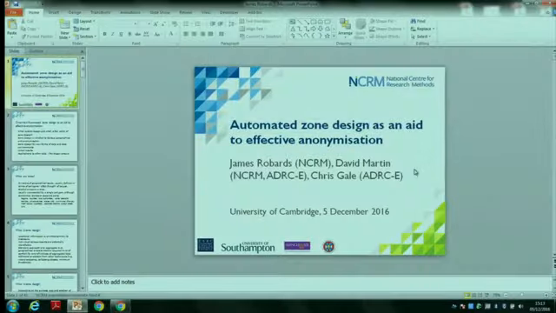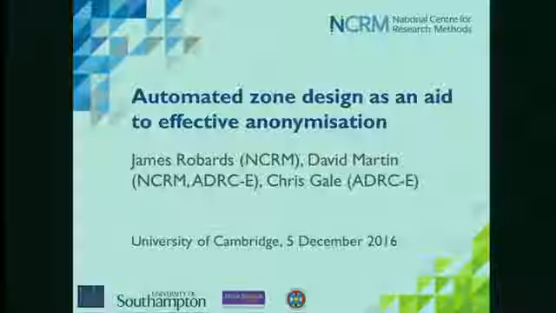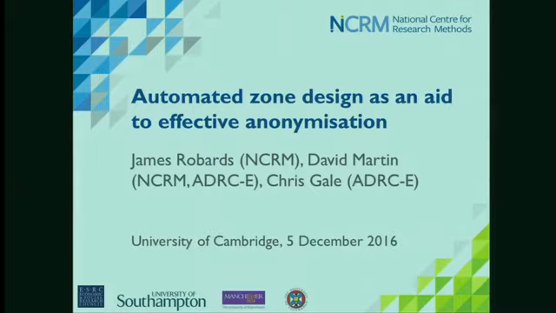So it's James Robards, who's a colleague within the National Centre for Research Methods, and he's going to focus on a particular feature which comes up in a lot of anonymisation issues. We've had it this morning. We were talking about location data, and that's geography. Geography is actually a really significant variable in terms of identifiability. So James is going to talk about an interesting technique for dealing with that.